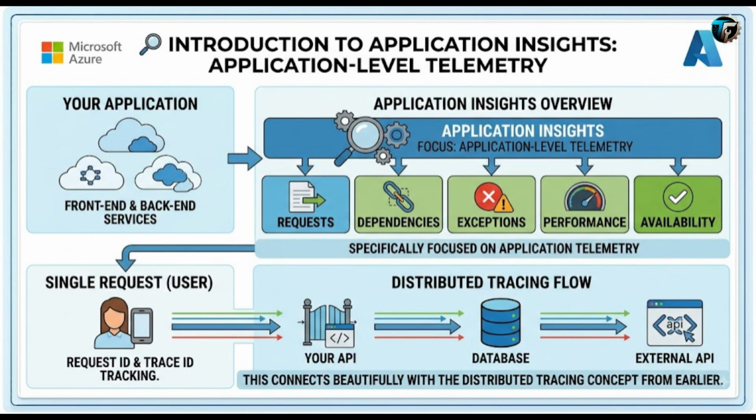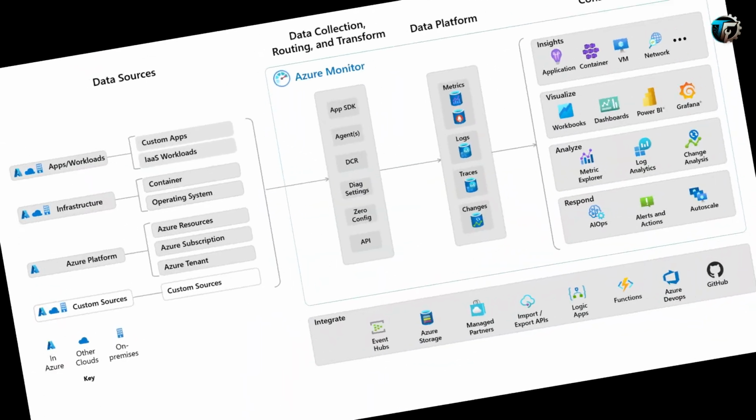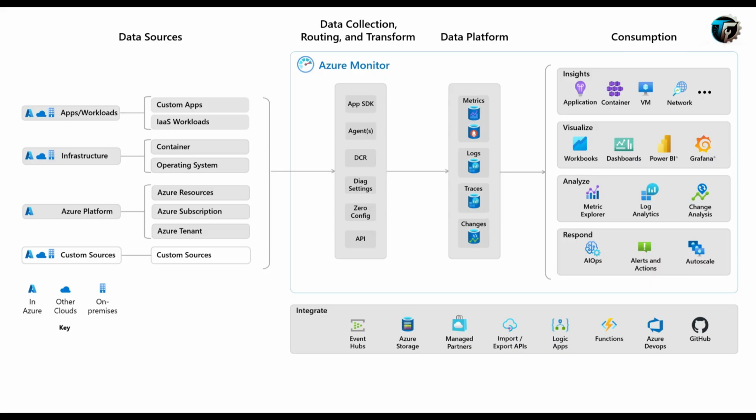Now let's look at Application Insights. Application Insights is focused specifically on application-level telemetry. That means it collects data about how your app is behaving: requests coming in, dependencies it calls, exceptions that occur, performance metrics, and even availability checks. This gives developers and architects a clear window into the health of the application itself, not just the infrastructure around it. Enough theory. Let's open Azure Portal and see what production monitoring actually looks like.